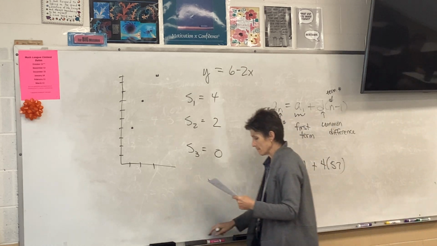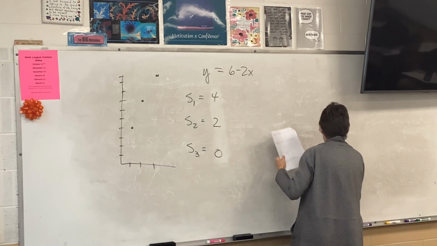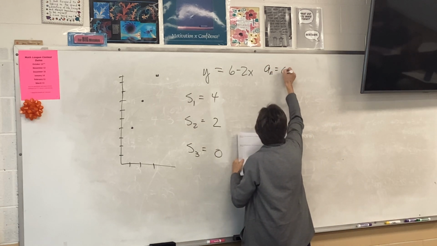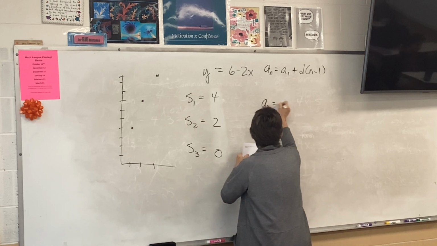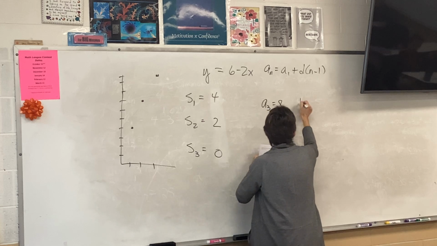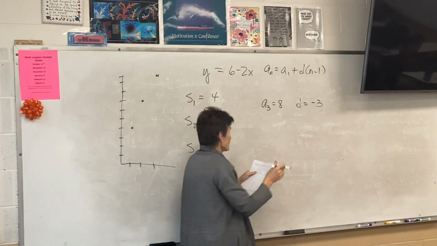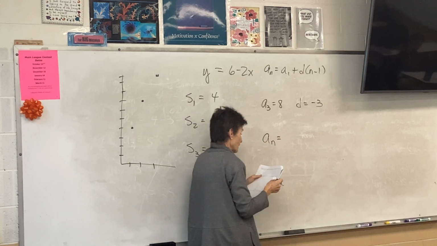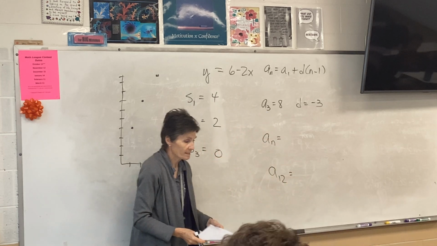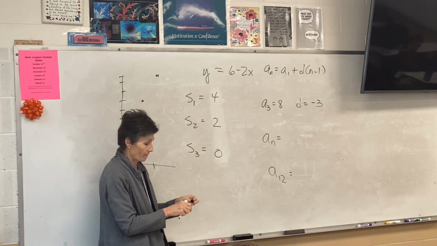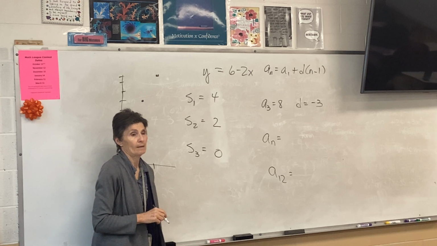All right, example 3. We have an arithmetic sequence. And I know that the third term is 8, and the common difference is -3. That's what I've been given. Find an expression for a sub n, and find a sub 12. Those are my 2 tasks. Any thoughts?